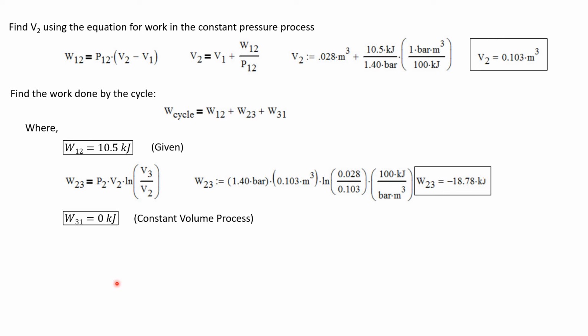And finally, we must calculate the work for process 3, 1, but because it's a constant volume process, we know that without a change in volume, no work can be done. So work for process 3, 1 is 0. So we're going to add all these together to get the work for the cycle. The work for process 1, 2 was 10.5 kilojoules. The work for process 2, 3 was minus 18.78 kilojoules. And work for process 3, 1 was 0. So the work for the cycle is minus 8.28 kilojoules.